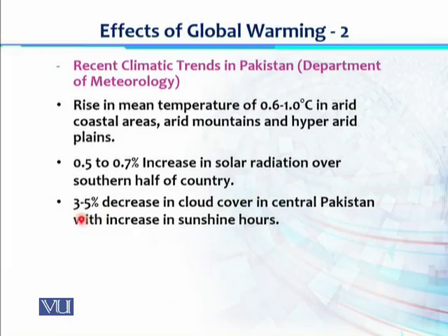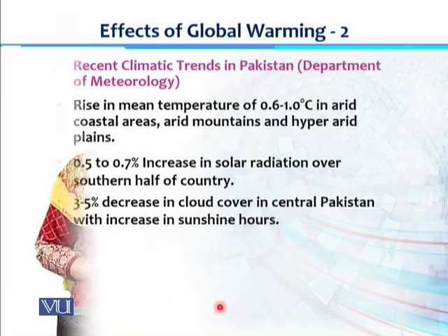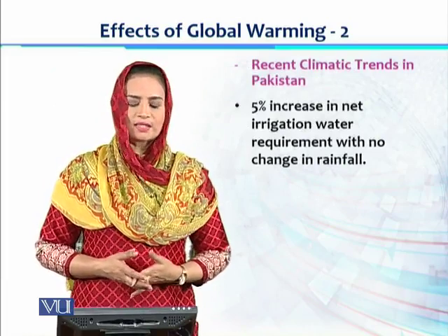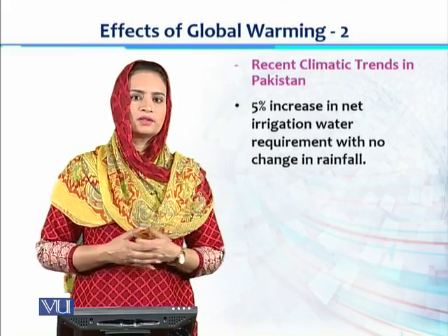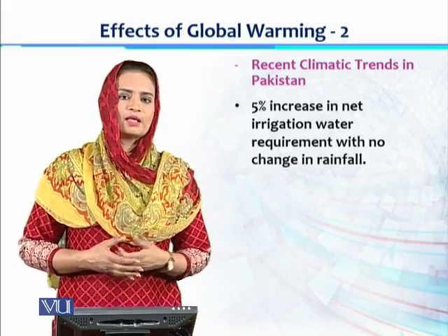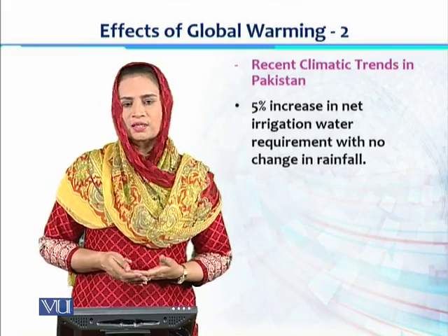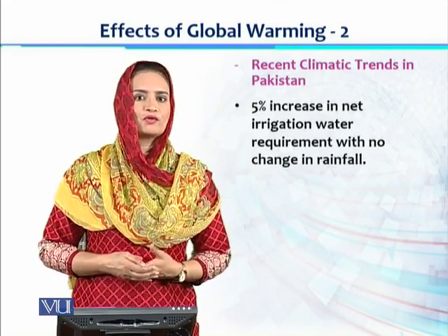And then there is a decrease of cloud cover up to 3 to 5% in the central Pakistan, which is resulting in increasing in the sunshine hours. It is increasing the intensity of solar radiations in those areas. So there is a high temperature, and then there is more intense solar radiation. And then there is increase of 5% in net irrigation water requirements with no changes in the rainfall. Because of dry conditions, they are increasing the demand for the water.